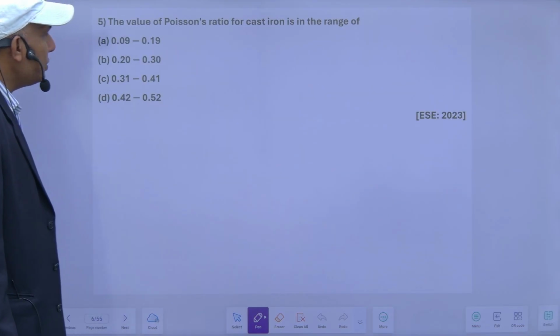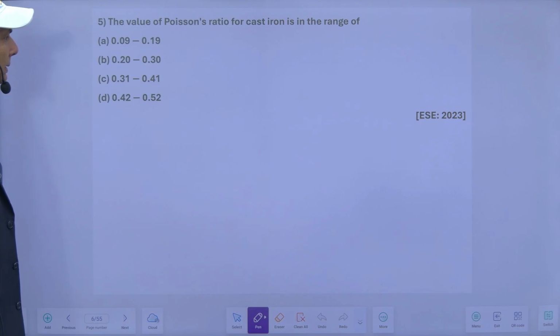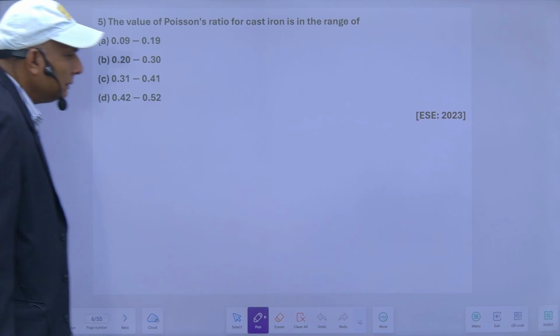The value of Poisson's ratio for cast iron is in the range of this one.